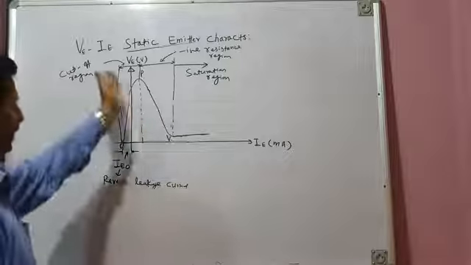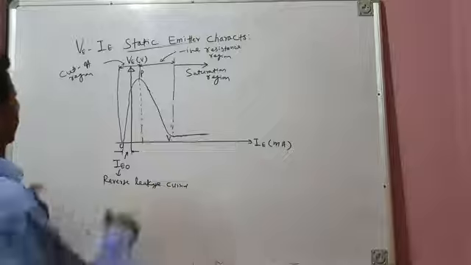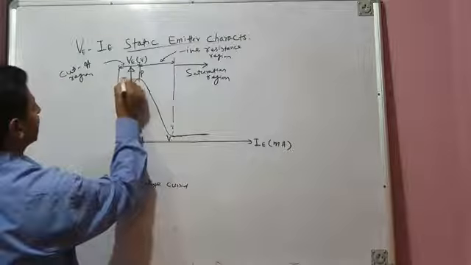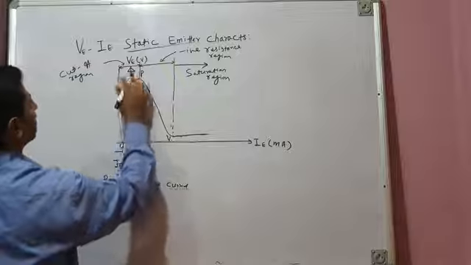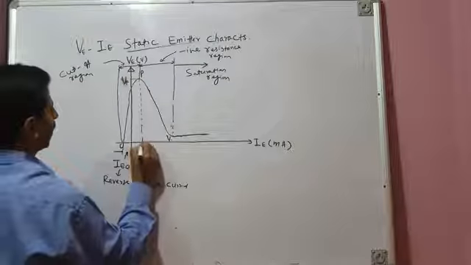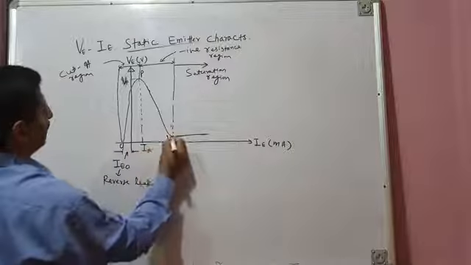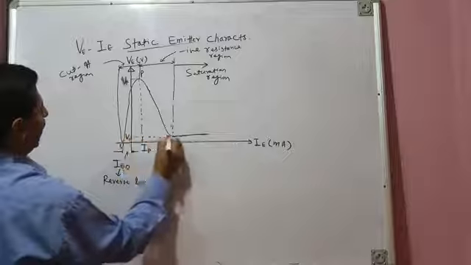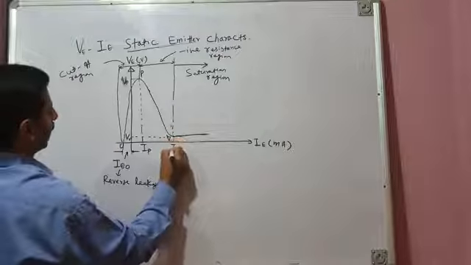I will explain the meaning of these regions. Now the voltage at point P, let's call that voltage VP, and the corresponding current I call IP. Similarly, the voltage at point V, I call that VV, and the corresponding current I call IV.